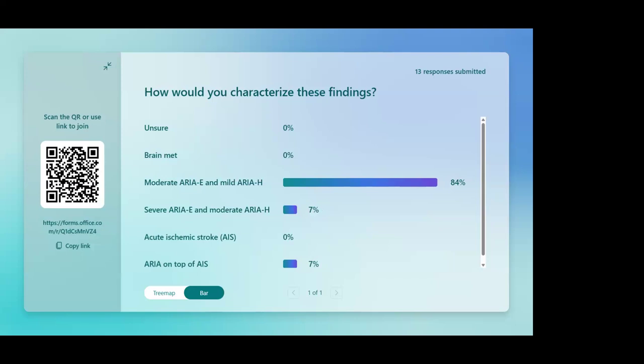All right, so far we have 13 answers submitted. 84% think it is moderate ARIA-E and mild ARIA-H. 7% think it is severe ARIA-E, moderate ARIA-H. And some other people think it is an area on top of an acute ischemic stroke. All right, let's see what the answer is.